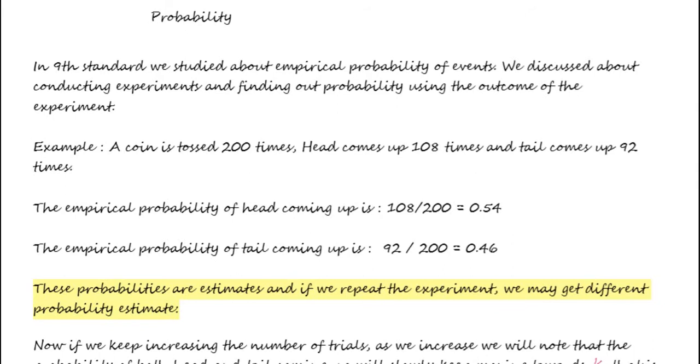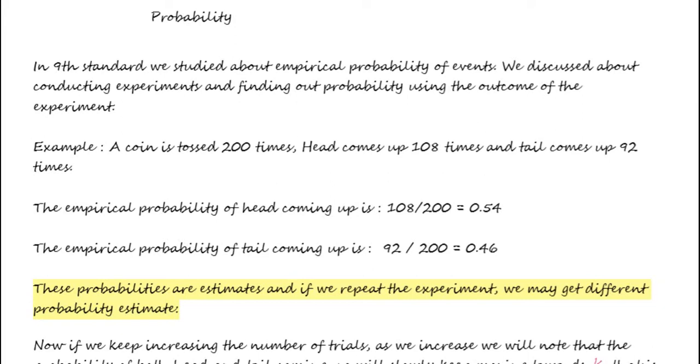Probability. In 9th standard we studied about empirical probability. What did we do here? We conducted experiments and we took the outcome of such experiments and calculated the probability. Let us take an example here.